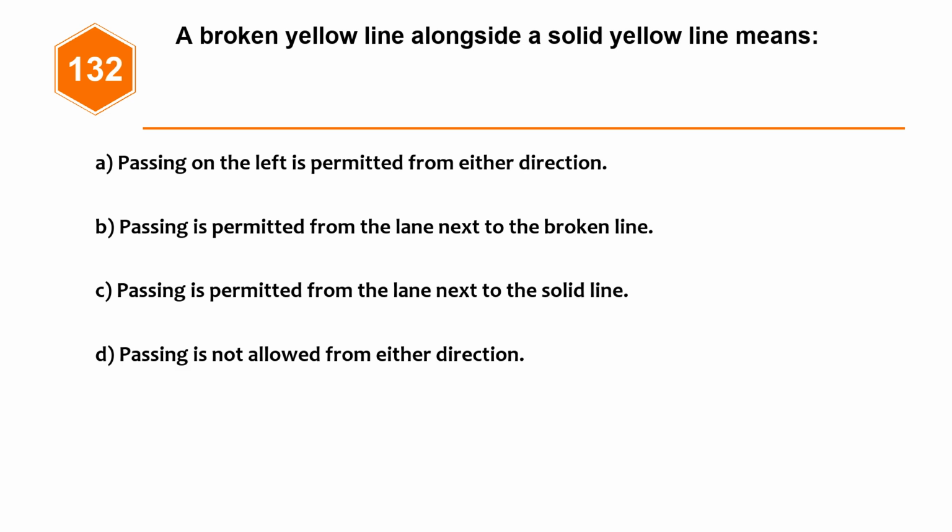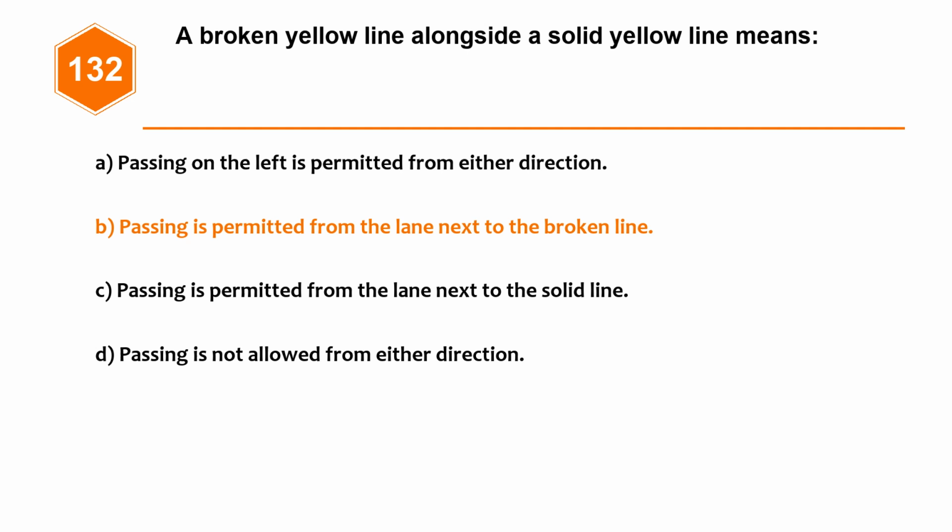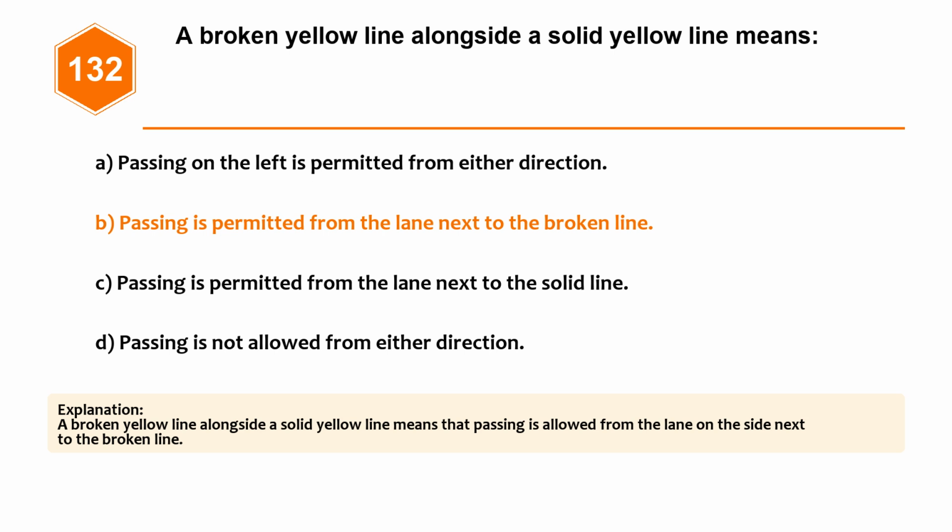Question 132. A broken yellow line alongside a solid yellow line means Option A, passing on the left is permitted from either direction. Option B, passing is permitted from the lane next to the broken line. Option C, passing is permitted from the lane next to the solid line. Option D, passing is not allowed from either direction. The correct answer is option B. Passing is permitted from the lane next to the broken line. Explanation. A broken yellow line alongside a solid yellow line means that passing is allowed from the lane on the side next to the broken line.